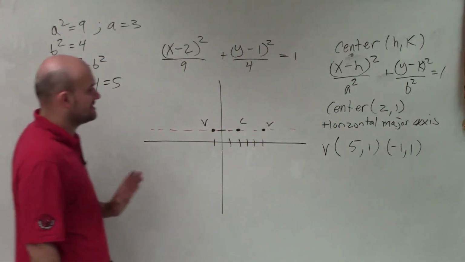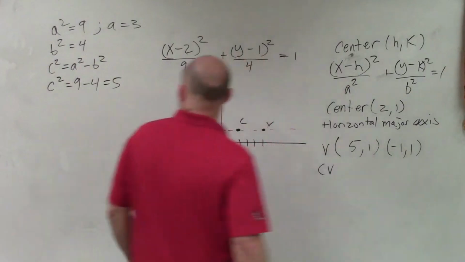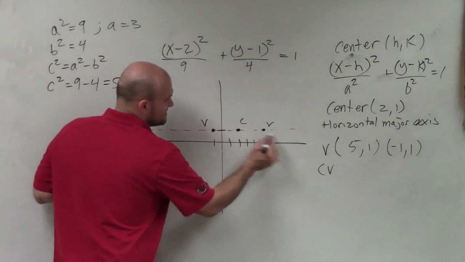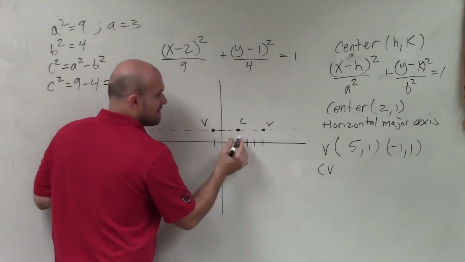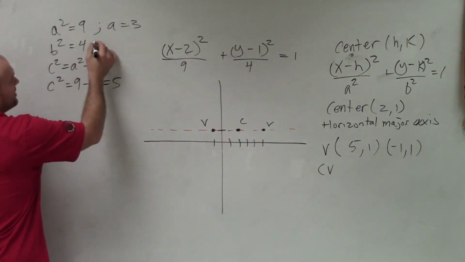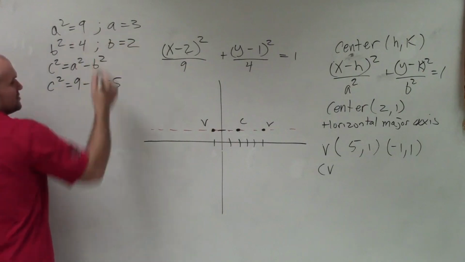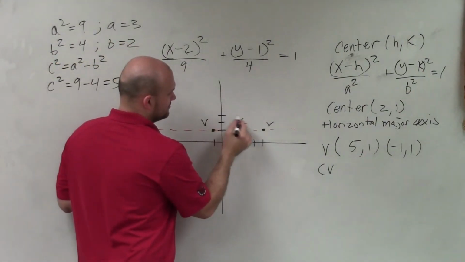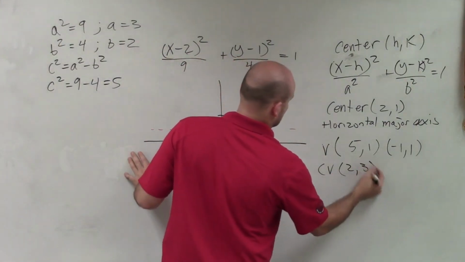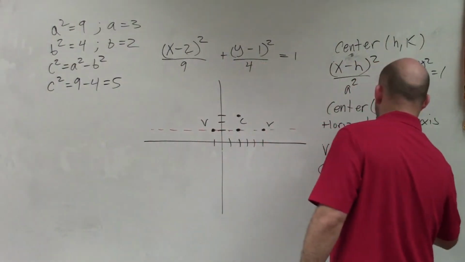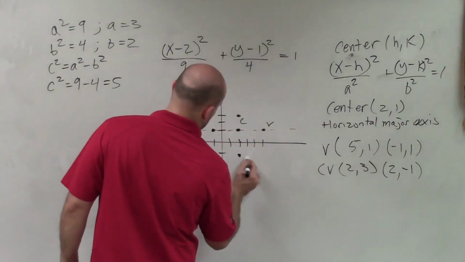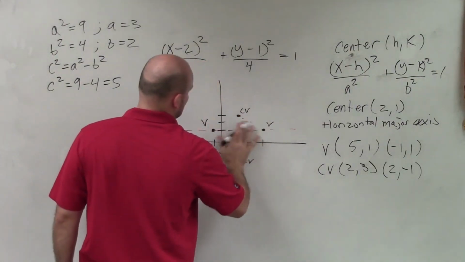The next thing we need to do is identify my co-vertices. So the co-vertices are going to be a distance of b from the center. But remember, if this is the major axis, then my minor axis is going to be perpendicular. So now I'm going to be going up and down for my co-vertices. So if b squared equals 4, I can say b equals 2. So take the square root of both sides. So I'm just going to go up 2. So I can say a co-vertex is at (2, 3), as well as (2, -1). So those are my co-vertices.